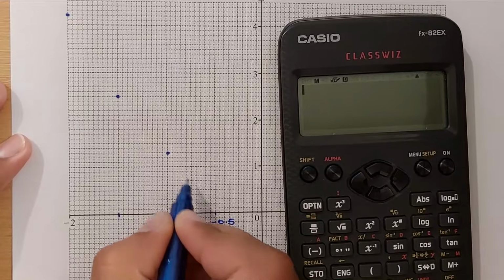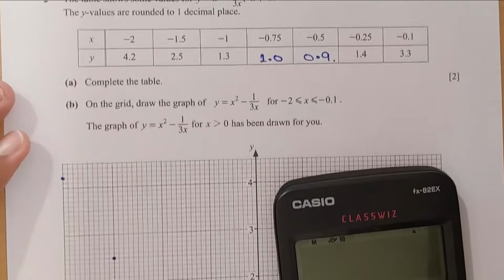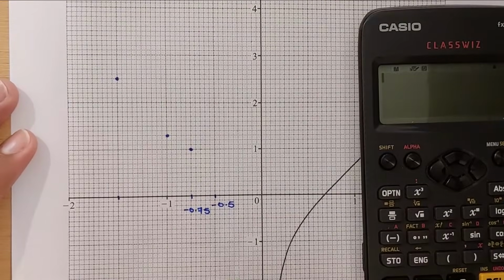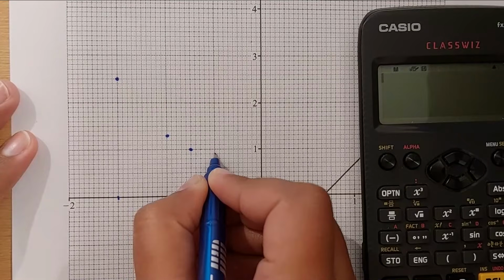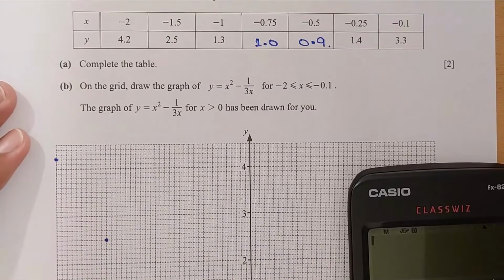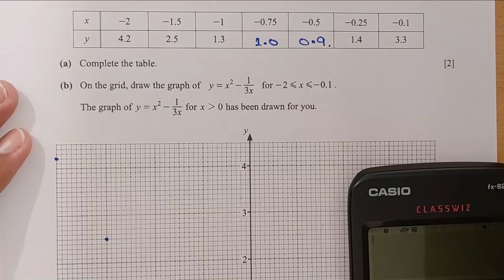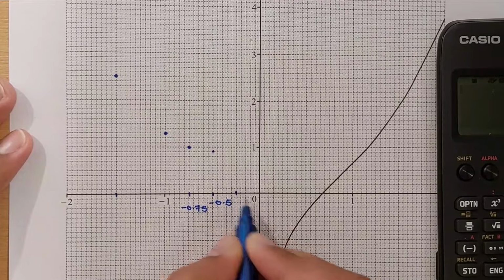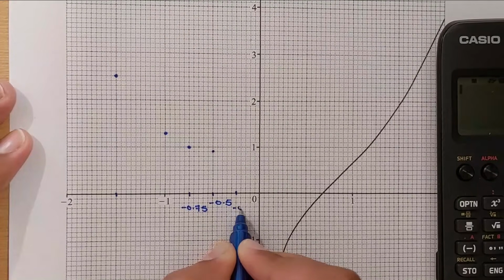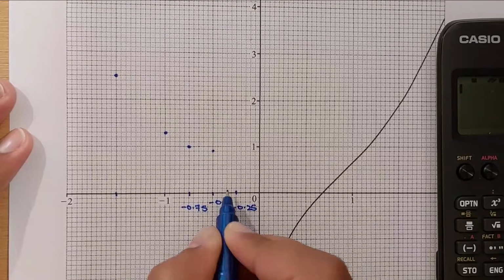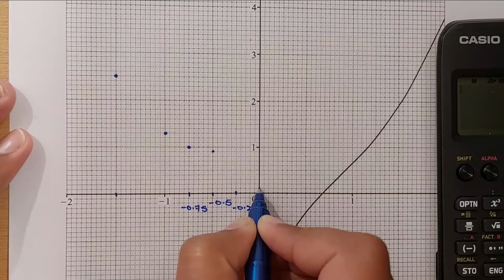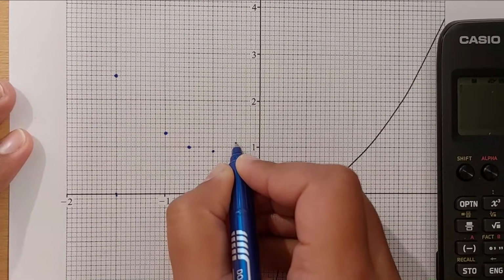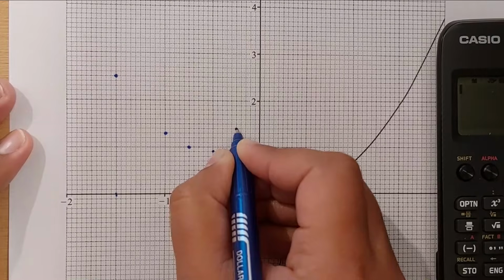And the value is 1, the y is 1, right? Next, at minus 0.5, it is 0.9, this point. And at minus 0.25, it is 1.4. Minus 0.25 is between 0 and minus 0.5. It is 1.4, so 1, 1.1, 1.2, 1.3, and 1.4.